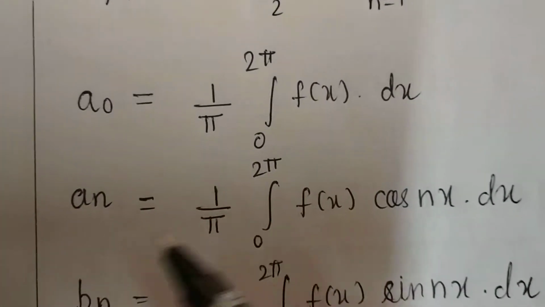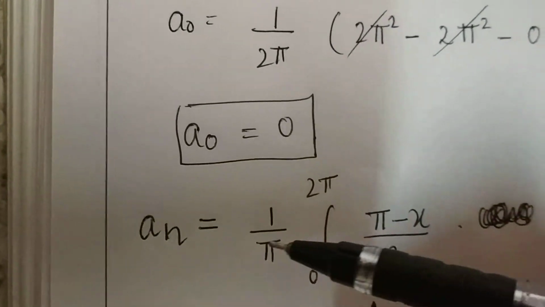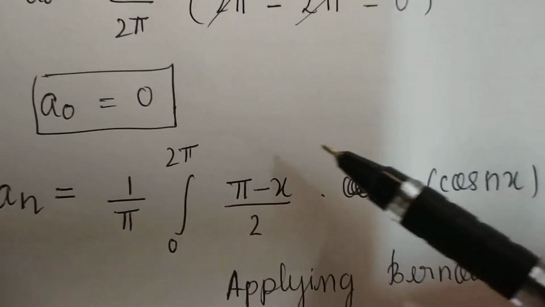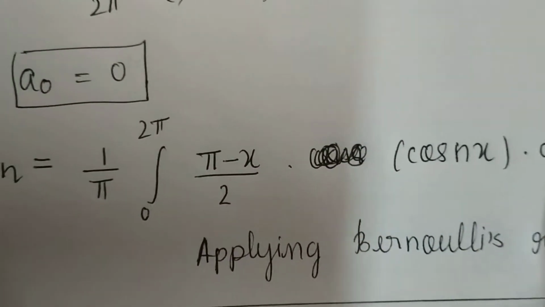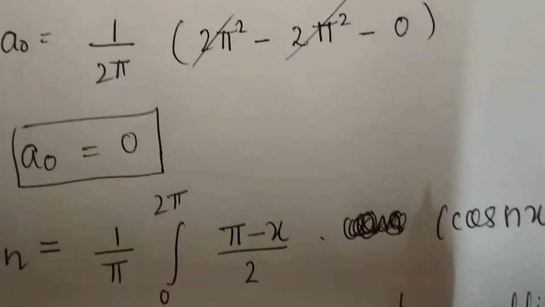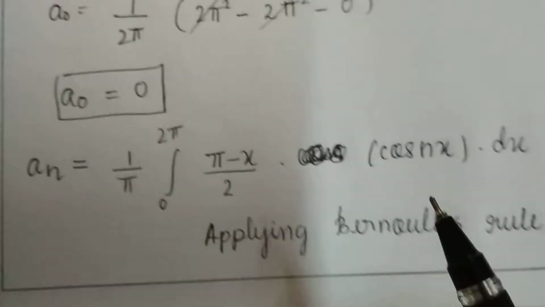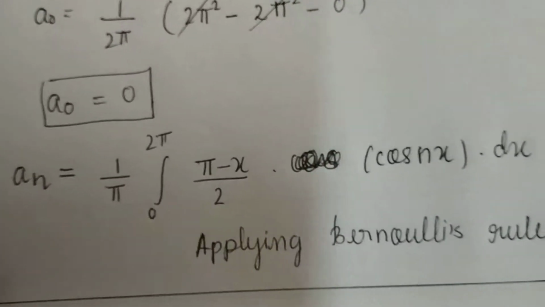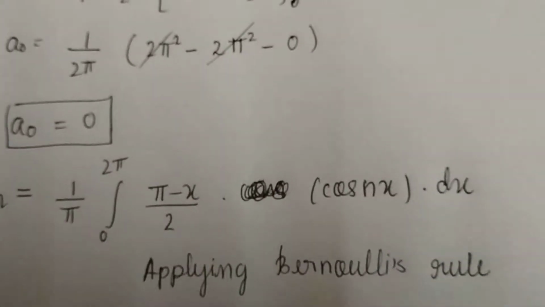So for finding an, we have to substitute f of x in this formula. So an is 1 by pi integral 0 to 2 pi (pi minus x) by 2 into cos nx dx. Now to solve this equation, we can't use any simple integration formula. Because there are two polynomials, we apply the Bernoulli's rule. I hope you remember the Bernoulli's rule. Please go check it in the previous video if not.